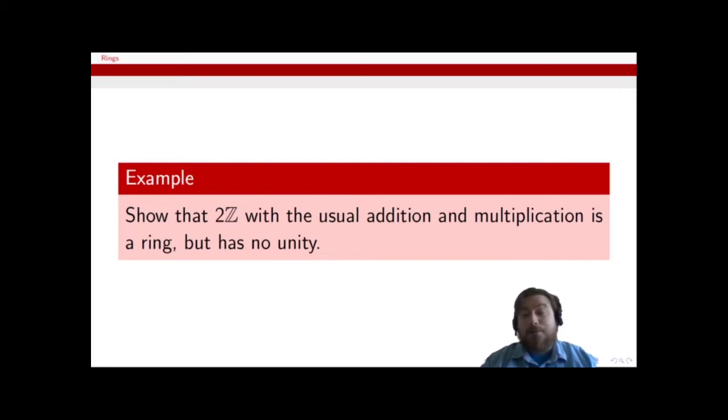Now, if we look at it under multiplication, an even multiplied by an even is indeed an even number. However, there is no unity here, because if we try to find a unity, it would be 1, for example, but 1 is not even, so it's not in the set. If we take any even number and multiply by any other even number, we're going to end up multiplying by 2. Therefore, there will be no multiplicative unity. However, this would indeed be a commutative ring because the multiplication would still be commutative.